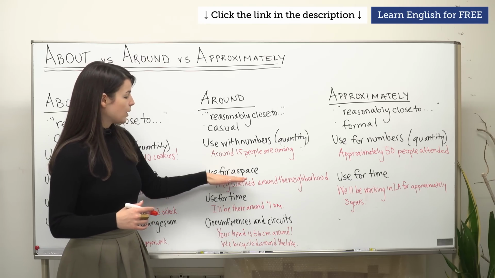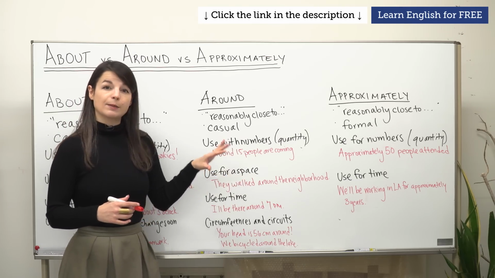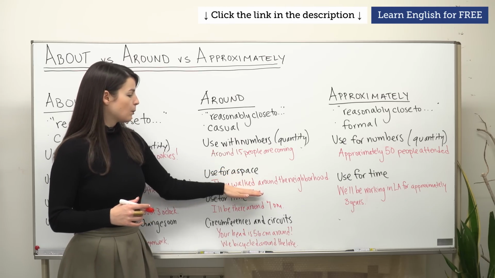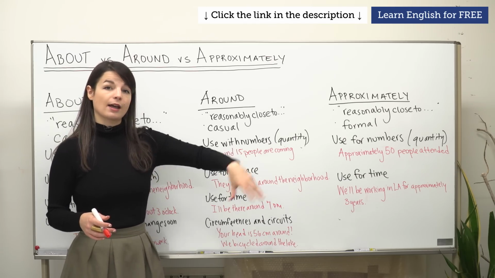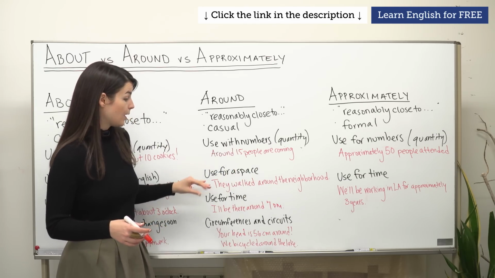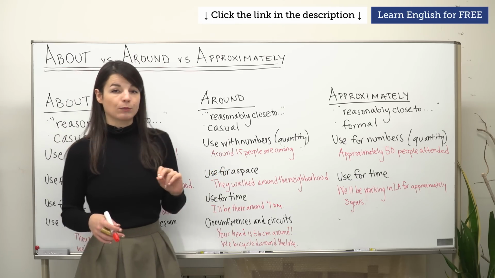Here, however, when we use around to talk about a space, we use around more in American English to refer to a location near another space. So for example, they walked around the neighborhood.